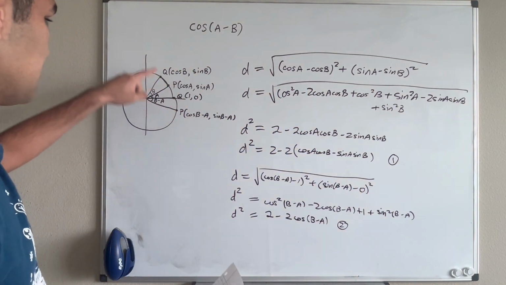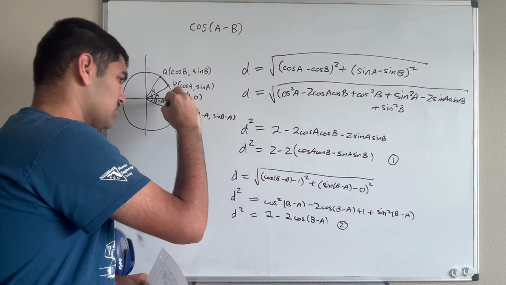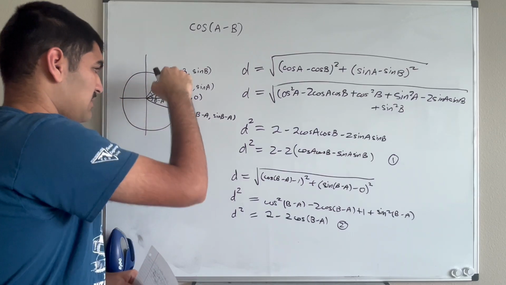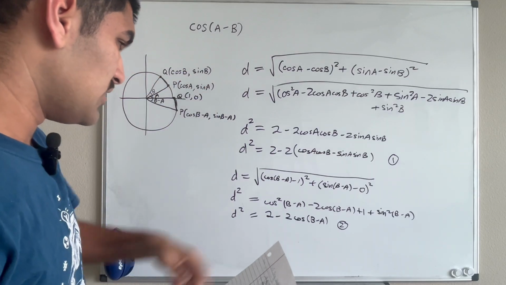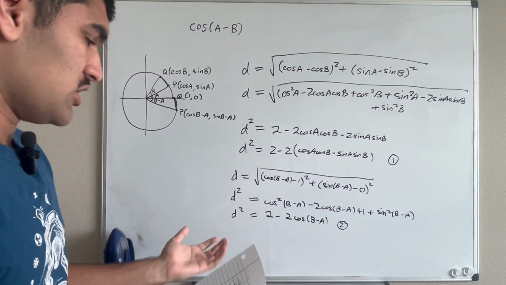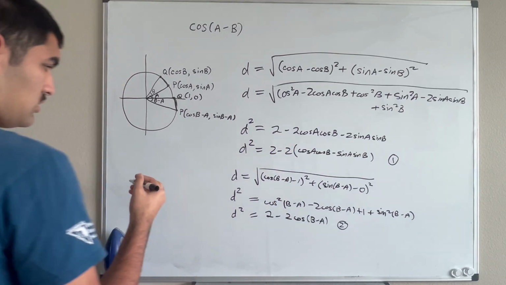However, the distance between Q and P must be the same, because it's the same 2 points. So this distance is the same as that distance, and we can set these two equal to each other. So let's see.